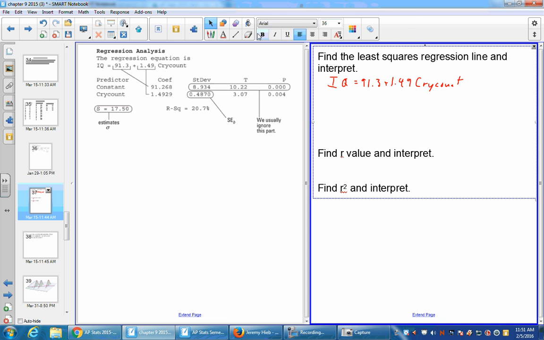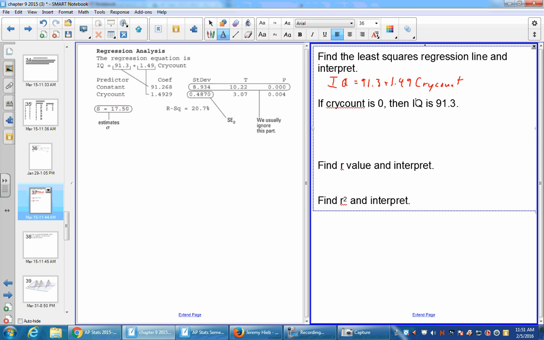So I'll type this out. 91.3 means that if cry count is 0, then IQ is 91.3. That's what 91.3 means. That's the y-intercept.